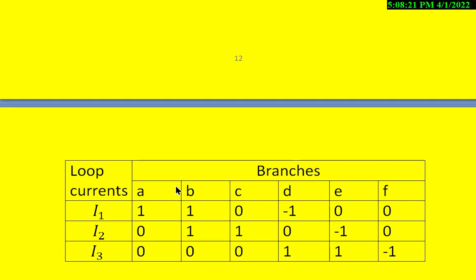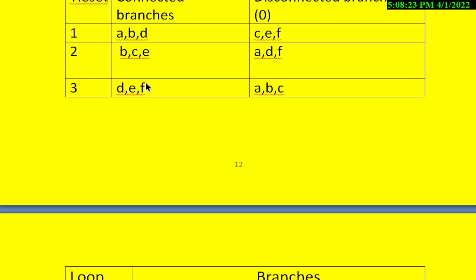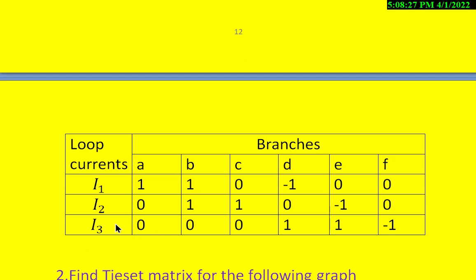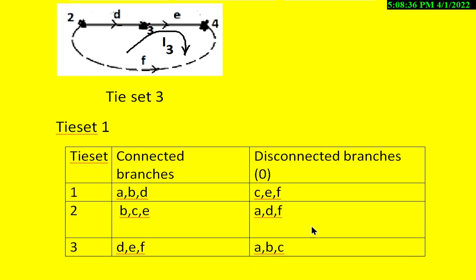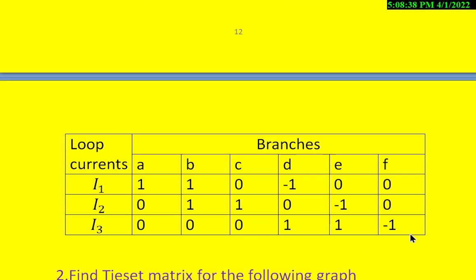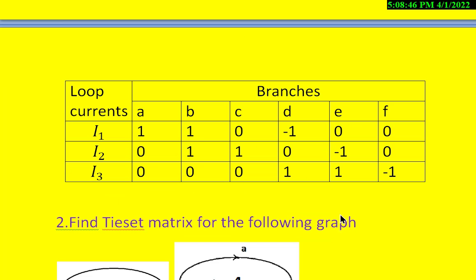Similarly, we have seen the last tie set, that is tie set 3, whose loop current is I3 and the elements connected are D, E, F, where F is opposite to the direction of the assumed current I3, so we get a minus sign here. Whereas the D and E element currents and the I3 direction are one and the same, so we get plus 1 here. So this is the Tieset matrix for the given graph.